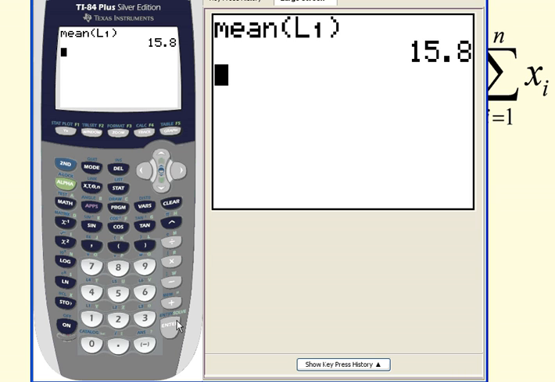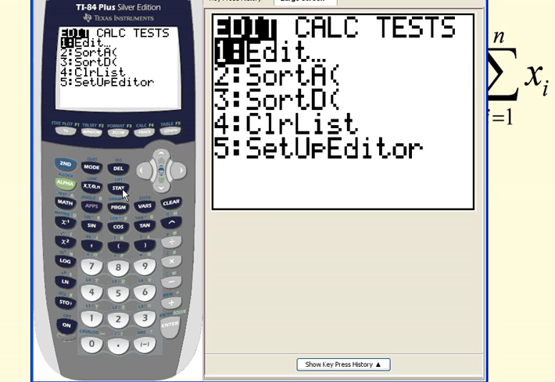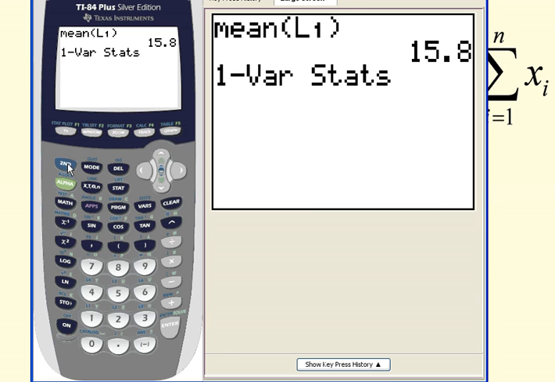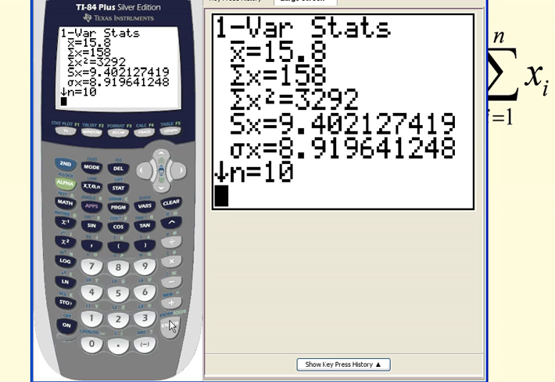The other place to find the mean, again, is to go into Stat, go to Calculate, take number 1, one variable stat of list 1, and you can see X bar is the very first thing listed, which is 15 and 8 tenths. There are other bits of information that would have told us that that is also the mean.